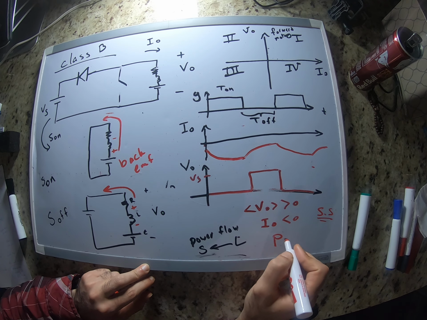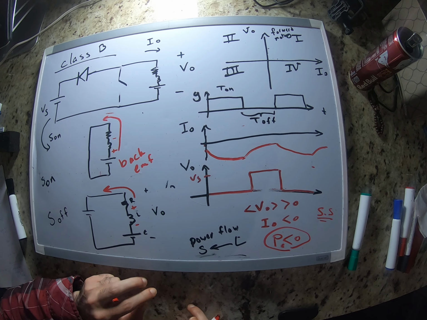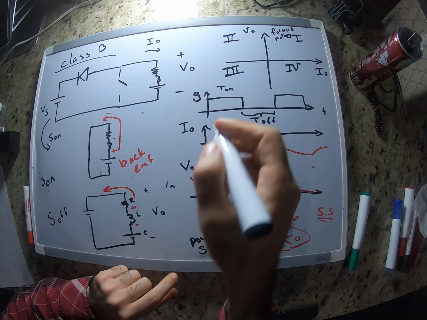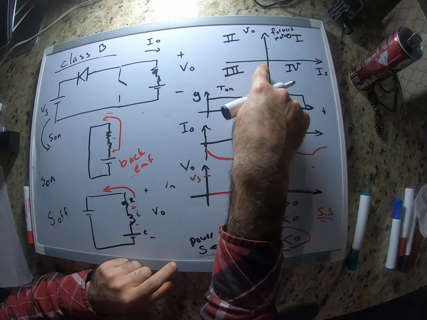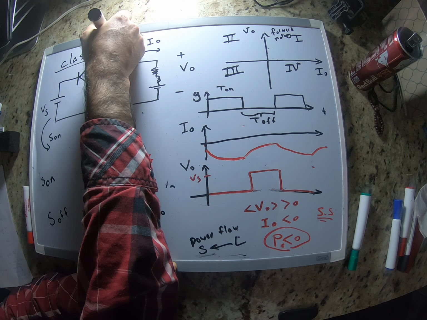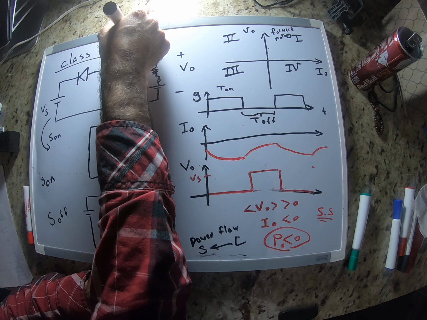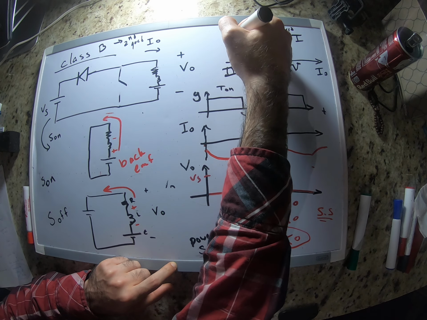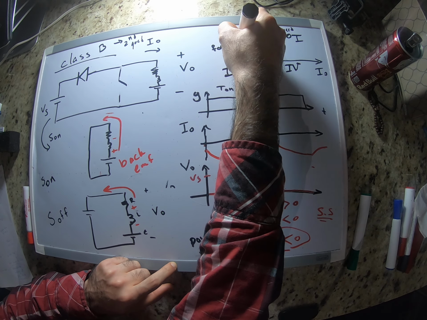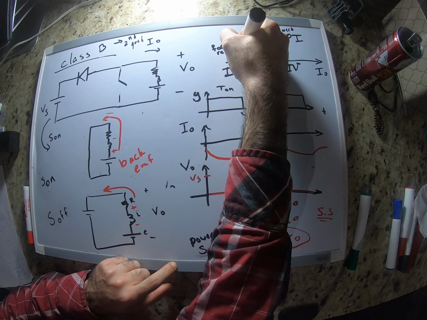So this means that electric power is going to be negative. Here you can see that I is negative but voltage is positive, so here we're going to be operating in the second quadrant, and this is going to be called forward regenerative braking.